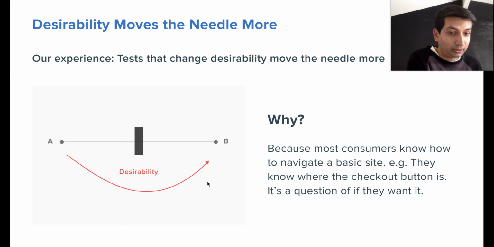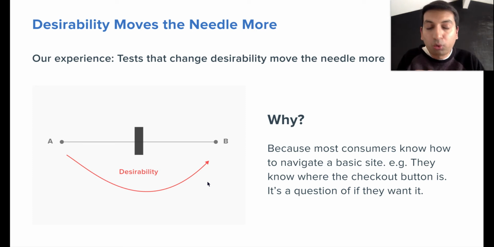Okay. So a very general statement is that in our experience, tests that affect desirability tend to move the needle more. As you'll learn in this entire course, in the CRO world, everybody who does CRO enough says there are exceptions to every rule. And this is also part of that. So, of course, there are examples of usability moving the needle a lot. We are going to show you some that our team has done.